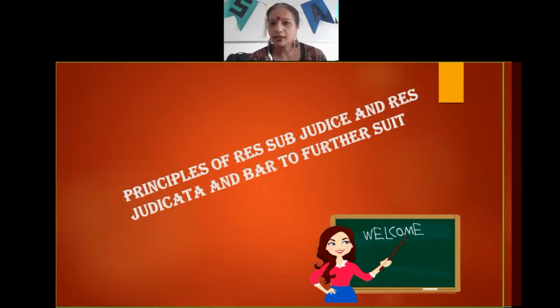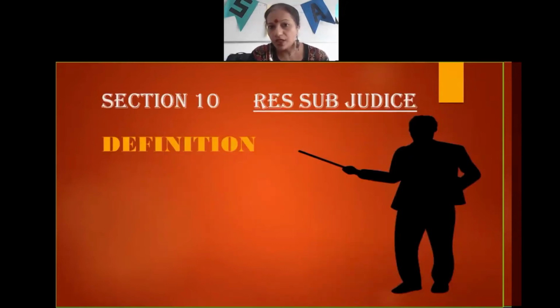Now, students, let us see what we mean by the term res sub judice. This we call to be a stay of suit. इसे हम stay of suit भी बोलते हैं. Now, if we take into consideration the provision provided under section 10 of CPC, we come to know that res sub judice means a stay of suit.